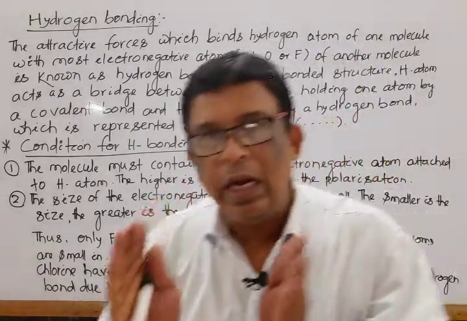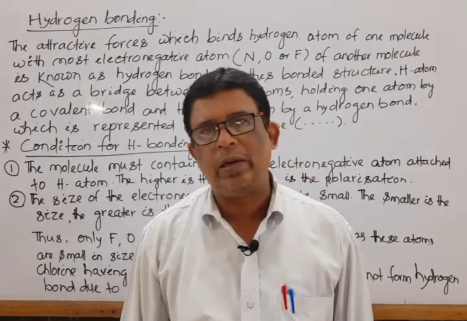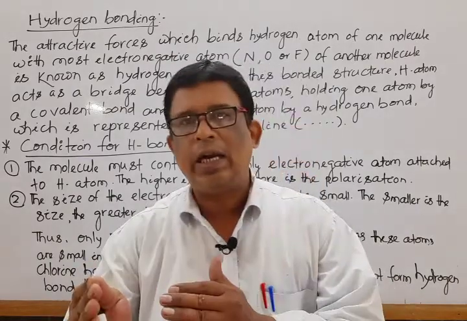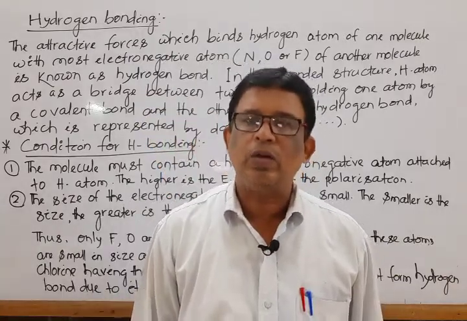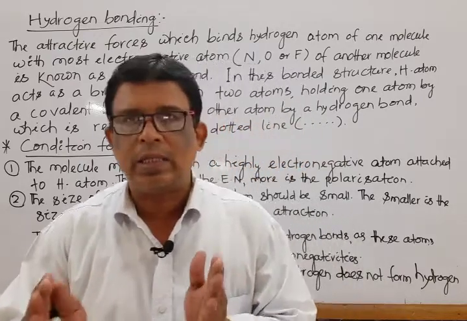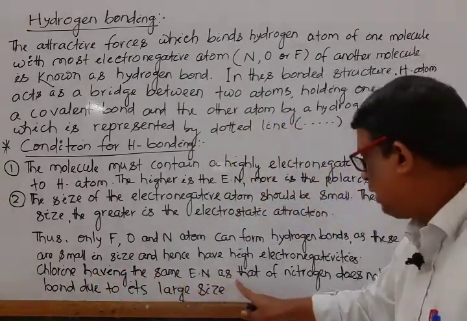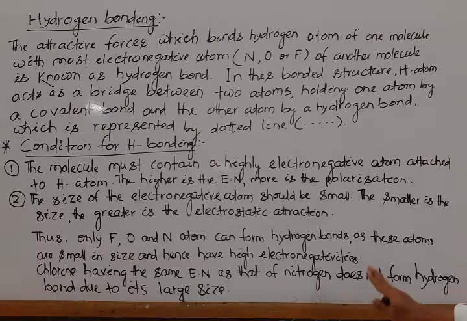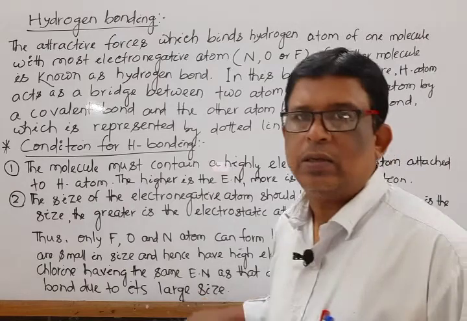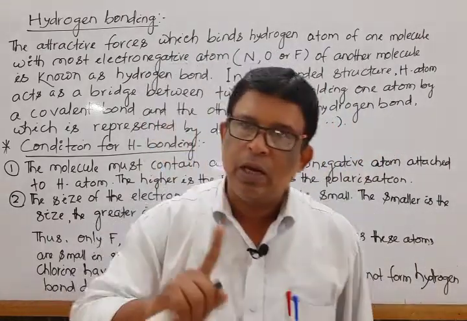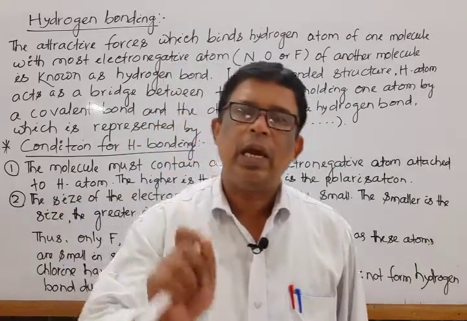If we focus on electronegativity, then it has been observed that chlorine also possesses high electronegativity in comparison to the others, but it is not able to form hydrogen bonding because of its large size. Mark that. Last one, chlorine has nearly the same electronegativity as nitrogen, but it does not form hydrogen bonding due to its large size. So, these two points, that is smaller size and higher electronegativity, are satisfied by fluorine, oxygen and nitrogen.